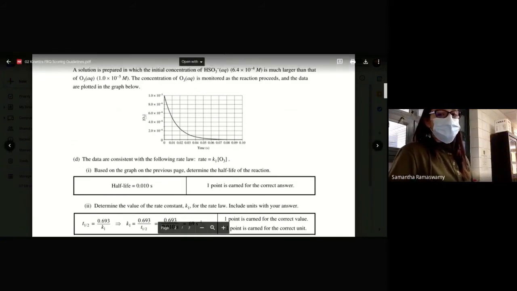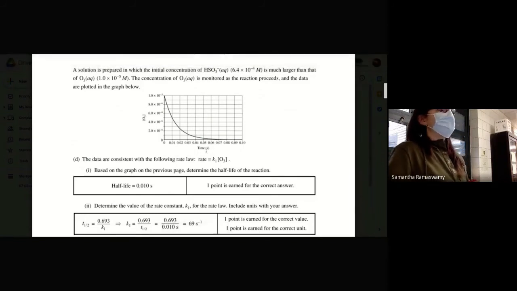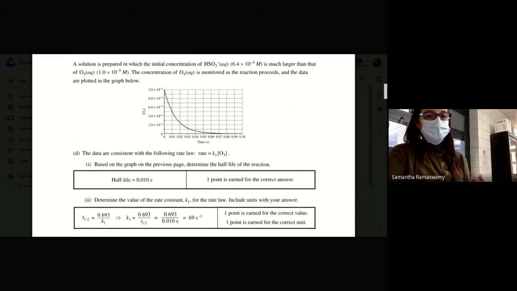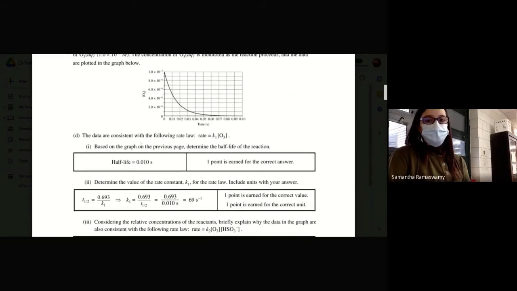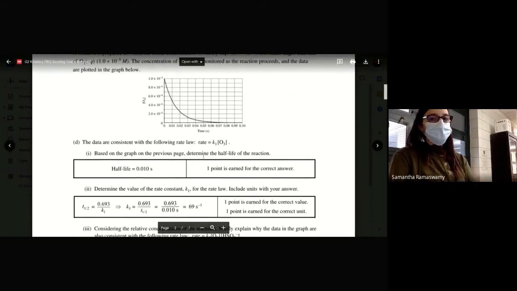So since we have concentration of O3 versus time, it's okay that it's not a straight line. This being a straight line just would mean that it was 0 order. Just because it's not a straight line doesn't mean you can't use the graph still. So for part 1, based on the graph, determine the half-life.